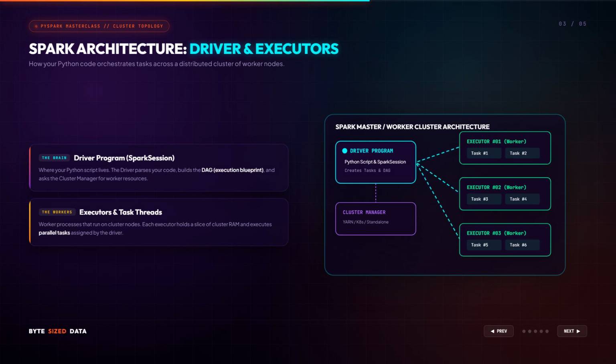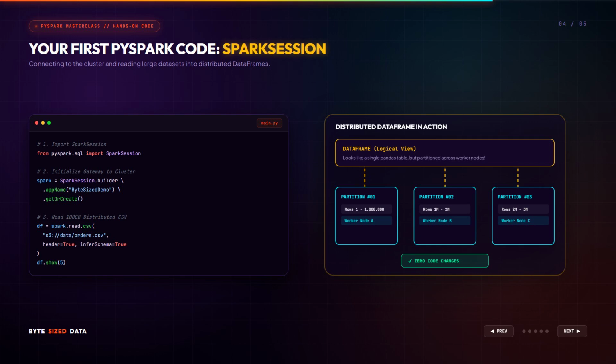On the right side are the executors. These are the worker nodes in your cluster. Each executor holds a chunk of RAM and CPU cores, running multiple tasks simultaneously in parallel. The driver commands, and the executors do the heavy lifting. Let's look at some real code.